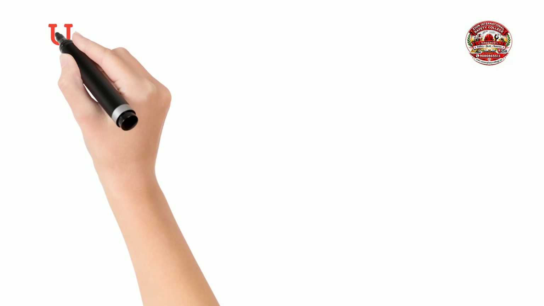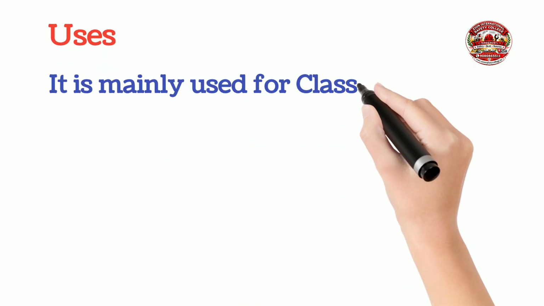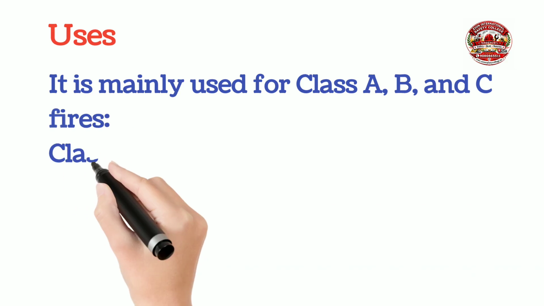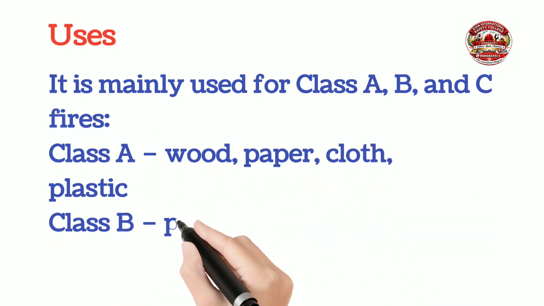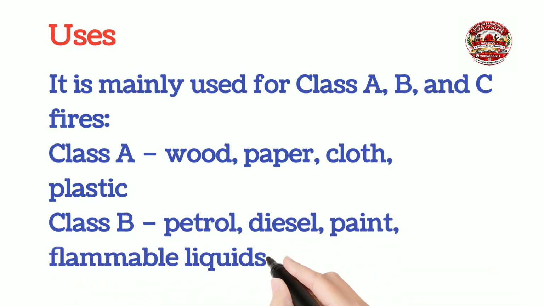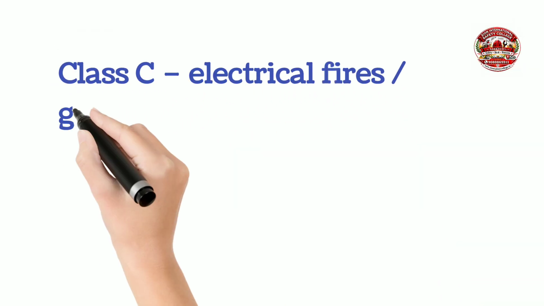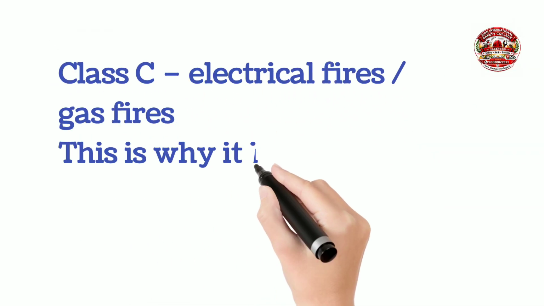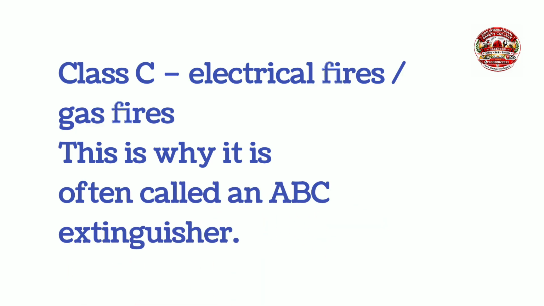Uses. It is mainly used for Class A, B, and C fires. Class A, wood, paper, cloth, plastic. Class B, petrol, diesel, paint, flammable liquids. Class C, electrical fires, gas fires. This is why it is often called an ABC extinguisher.